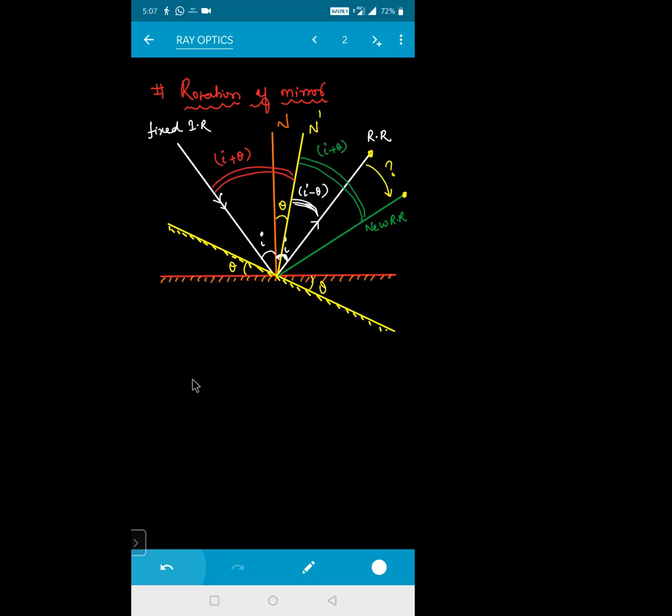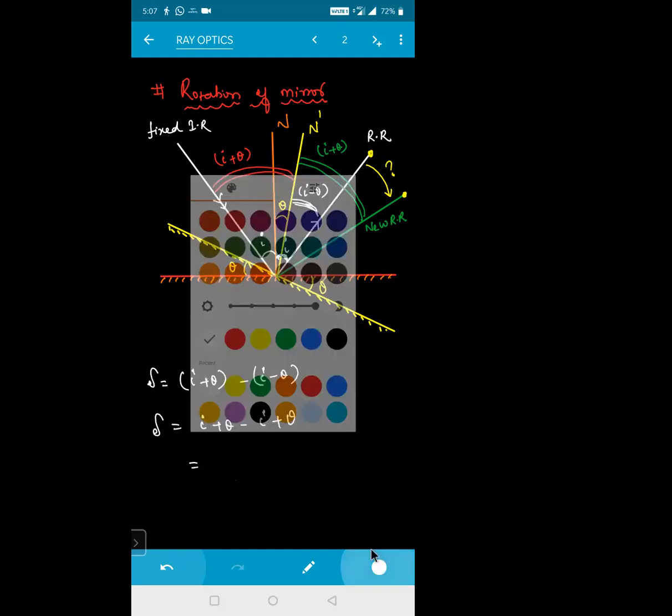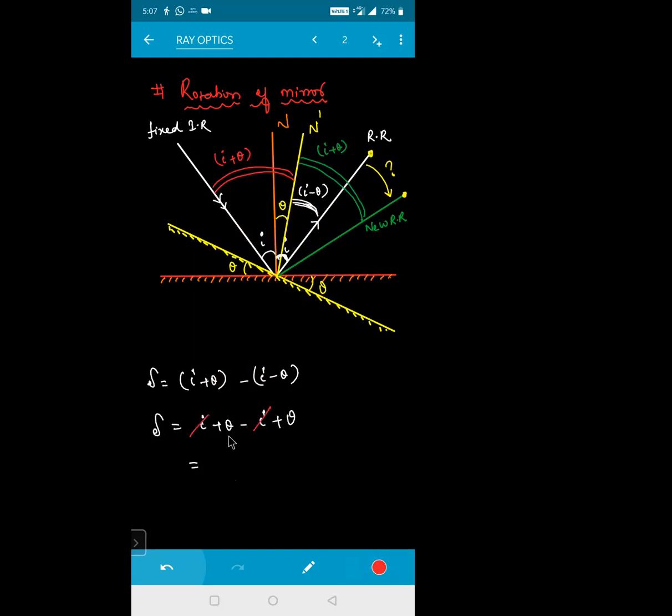So if I'm doing it right now, I plus theta minus, this one is I minus theta. Let this be the deviation, tau. So tau is equal to I plus theta minus I plus theta, with the minus sign distributed. This I and this I will get cancelled. This theta, this minus is also gone. Theta plus theta will become 2 theta. So this is your deviation.